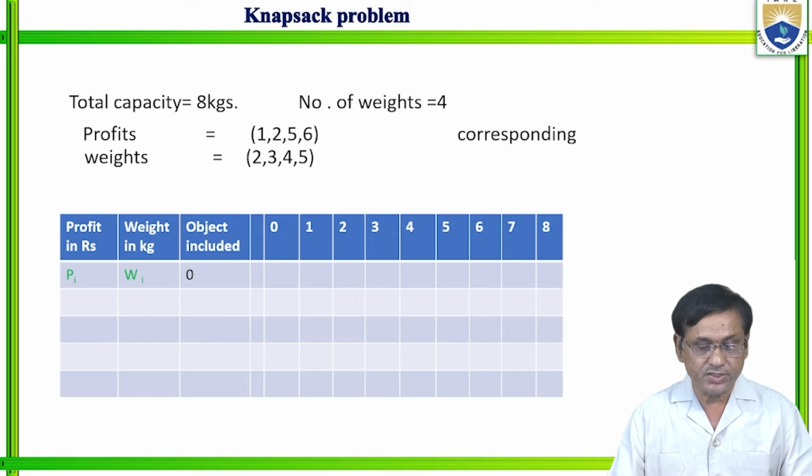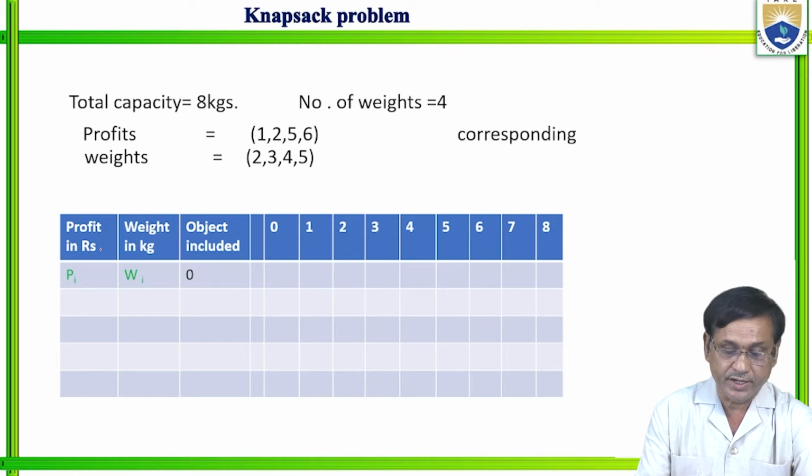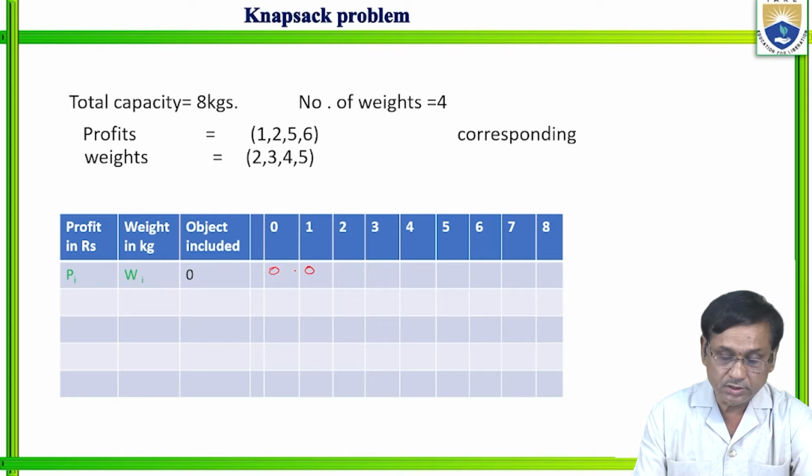Now, by using dynamic programming, we can find out the solution. For that, this tabular form is very useful. Profit in rupees, weight in kg, object included, and the weights 0, 1 up to 8, the maximum capacity is 8. Now, when no object is included, then all entries are 0: 0, 0, 0, 0, 0, 0, 0, 0, 0.